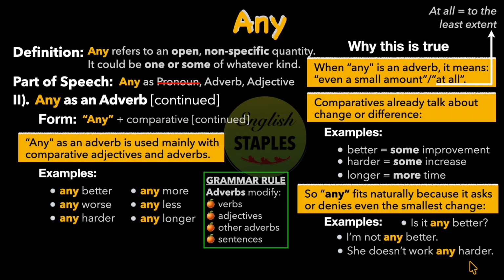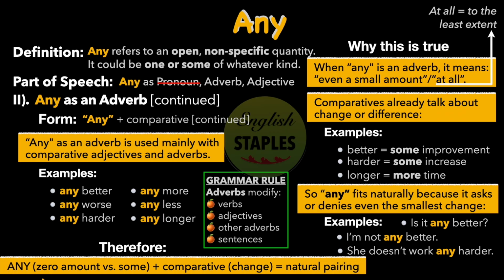She doesn't work any harder. She does not work even a little harder, not even a little more effort. Do you see this? Therefore, any, which could be zero amount of change or difference versus some change or difference, plus the comparative, which gives some change, they make the perfect natural pairing. Do you see this?